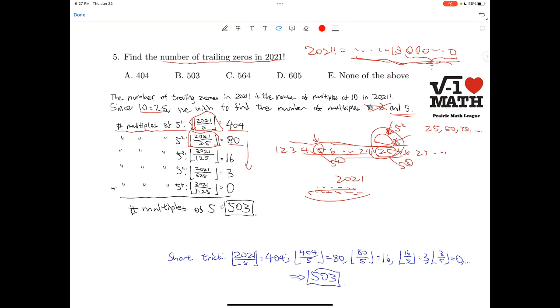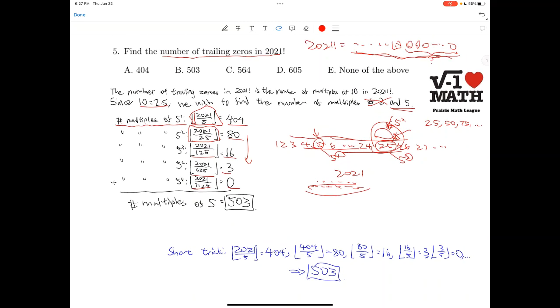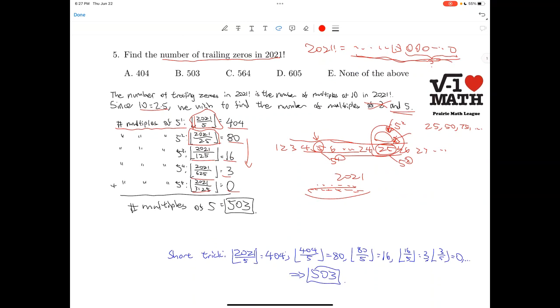And we could continue in this method until we ultimately stop here, because there's no 5 to the power 5 factors in 2021. So we can add all these up and find the number of multiples of 5 to be 503.